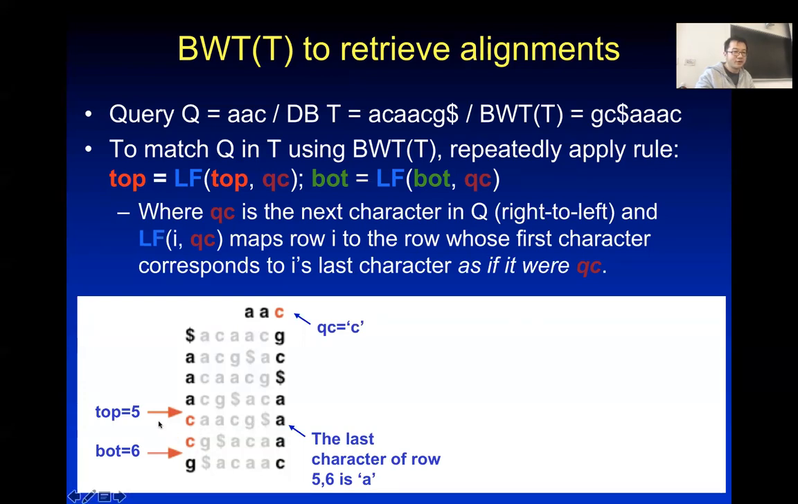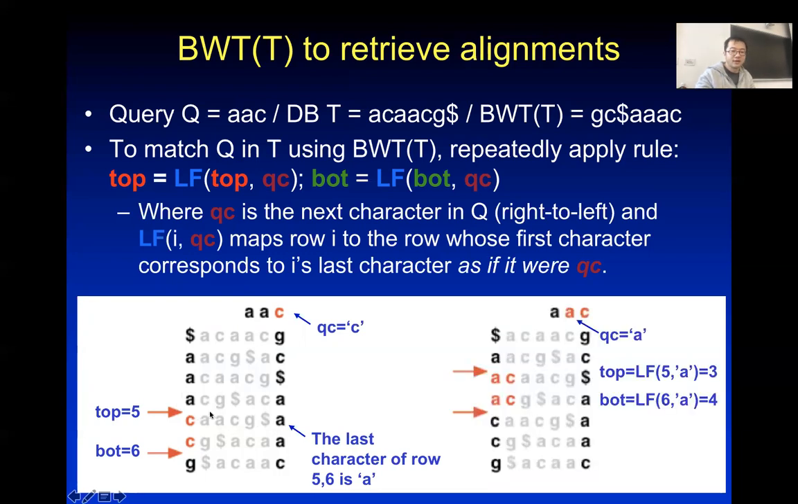For example, in this range, for each C, we check whether the last nucleotide is A or not. If it's A, then we do the LF mapping. For this one, it's the second A, so it corresponds to this row, and for this A, it corresponds to this row. That's how we move to the next nucleotide, the second last nucleotide.